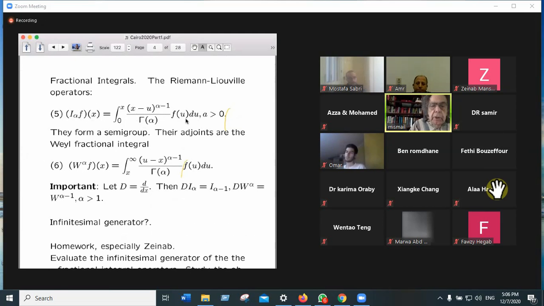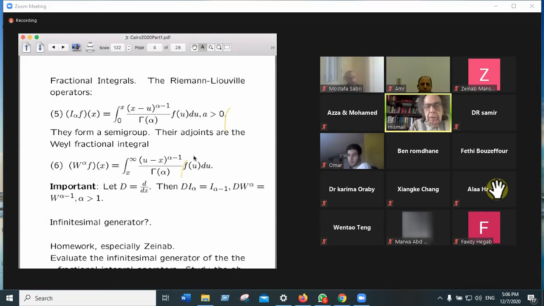It's defined this way, and this forms a semigroup. If you take I alpha acting on I beta, you get I alpha plus beta. And I guess this should be alpha, not A. Okay, so there is this, and it has the semigroup property and so on. And when alpha tends to 0, this tends to the identity. So this forms a semigroup.